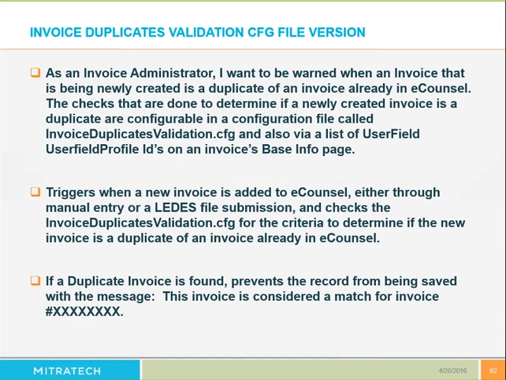The duplicates validation with a configuration file. This basically validates invoices to check them to see if they're duplicates. There's a configuration file that gives you a listing of the invoice-based info fields that you can select to validate on, and also user profiles, IDs, user fields basically. And based on that configuration file and how you set it to validate for duplicates, it will reject the invoice or let it in with a warning. Invoice is considered a match for invoice, and it'll give you the invoice number.